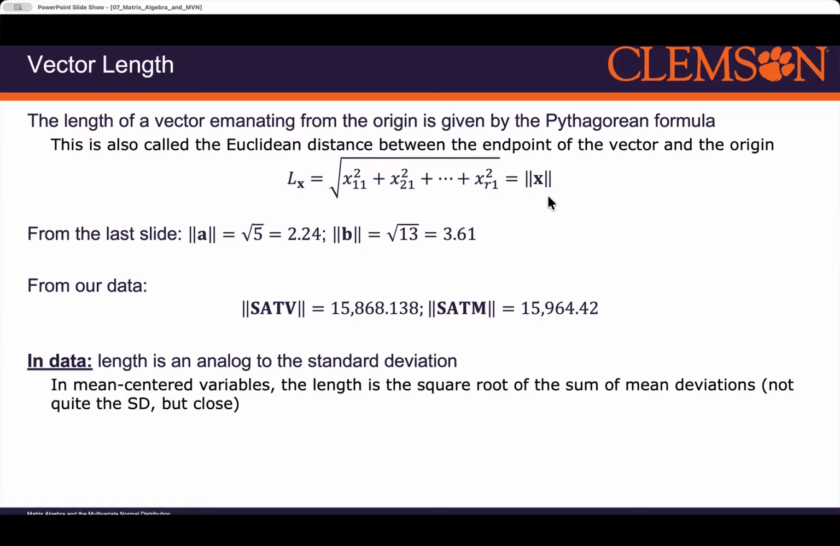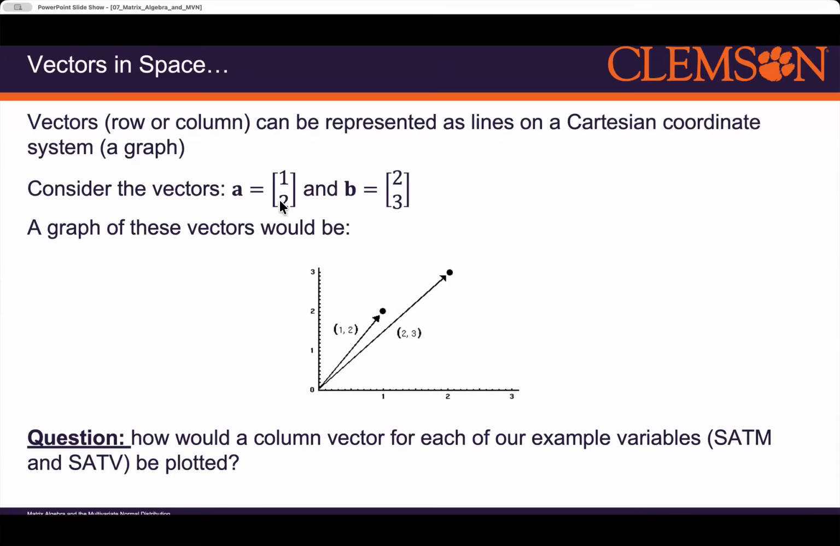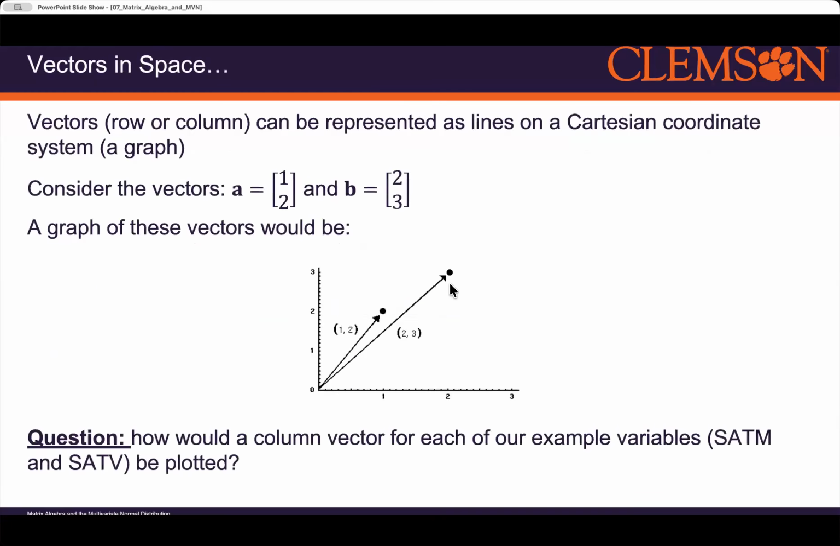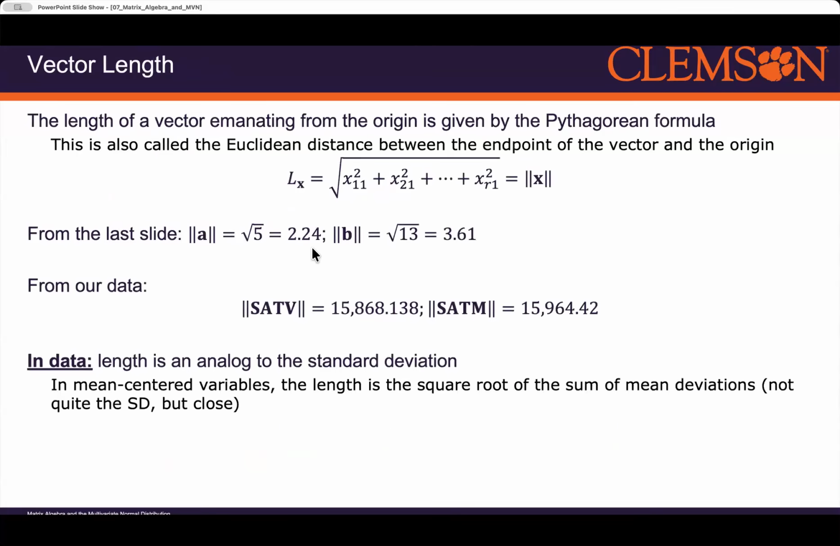But we sometimes denote the length of a vector with these double bars on either side of the vector itself. So double bar x would be its length. Sometimes we just do capital L of x. Lots of ways of doing it. It all depends on the context of what you're reading. So from the last slide, the length of the vector A would be 1 squared plus 2 squared, or the square root of 5, right? Or 2.24. And the length of vector B would be the square root of 13, 3.61. So we can tell vector B is longer than vector A, which is exactly what we see with our eyes. And that's nice. Okay, great.